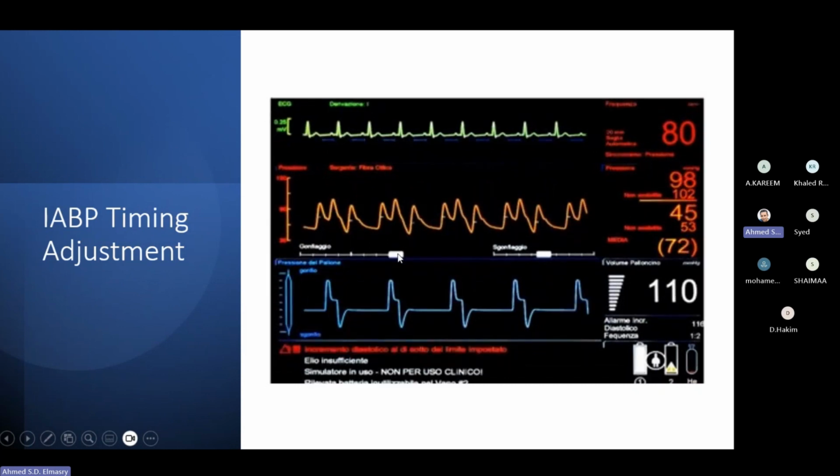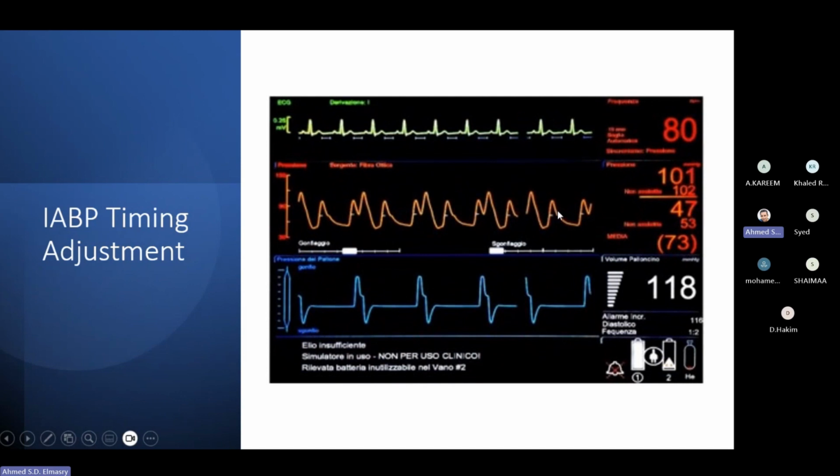And this is a patient with late inflation. As you see, this is the point for the dicrotic notch, but the inflation point, instead of happening here, happened late, so the notch is wide here. So what you need to do is to move the inflation point from this point to this point in order to adjust and optimize the inflation timing.